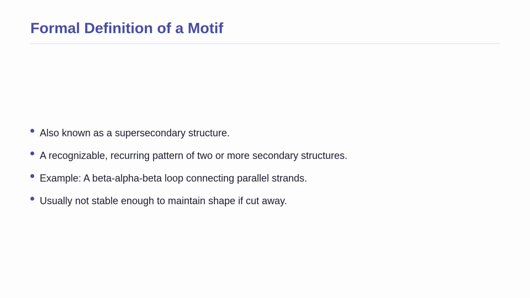Building on our house analogy, let us look at the formal scientific definition of a motif. A motif, which is also known as a supersecondary structure, is a recognizable and recurring pattern formed by the spatial arrangement of two or more secondary structures. For example, a beta-alpha-beta loop is a very common motif where an alpha helix connects two parallel beta strands. However, it is important to note that a motif is usually not stable enough to maintain its shape if it is cut away from the rest of the protein. It needs the surrounding structure for support.